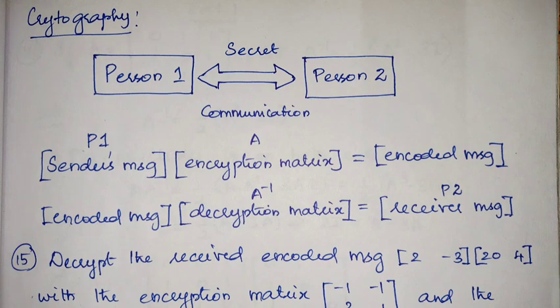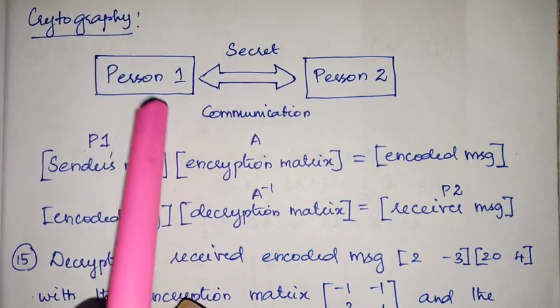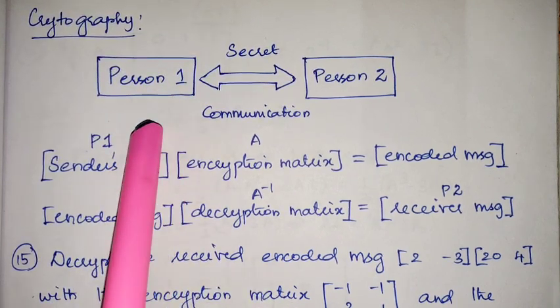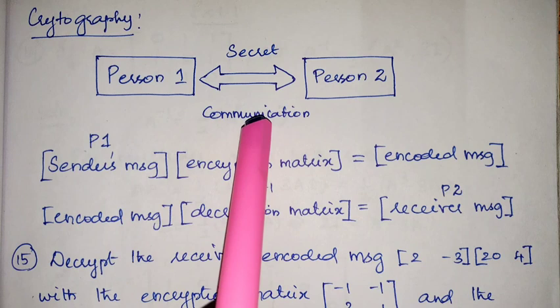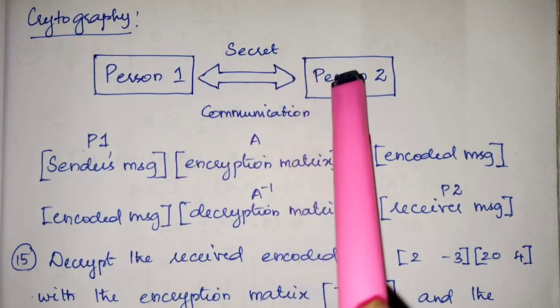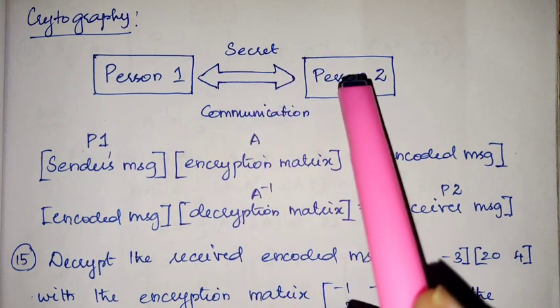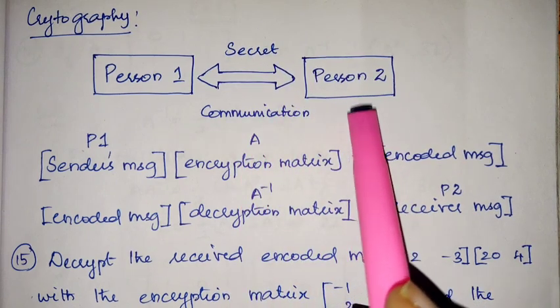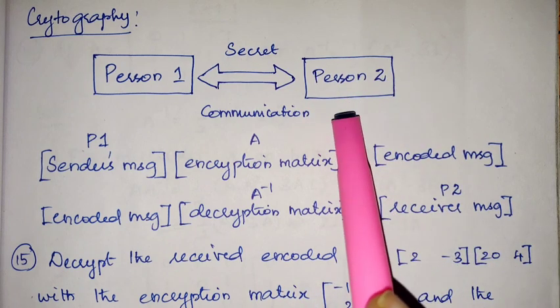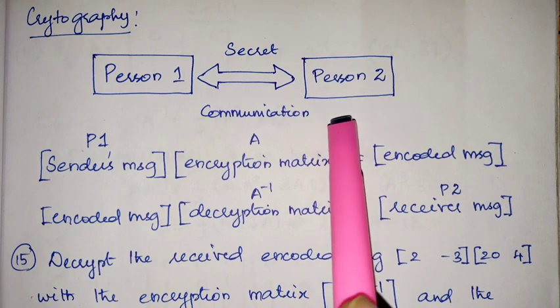And how can it be done? The message sent from person 1 should be encrypted. It means converted into an unknown format and sent away. And when that message is received by person 2, it will be decrypted again. That means it will be converted into the original thing. And how we can do this with the help of matrix, we are going to see.